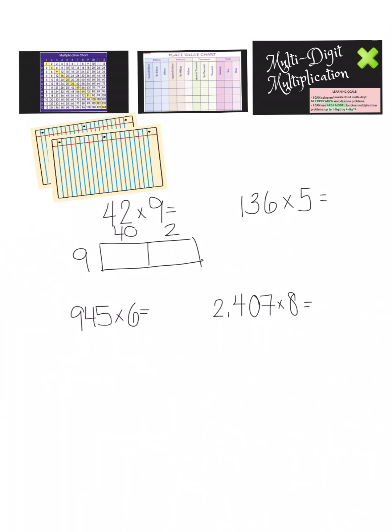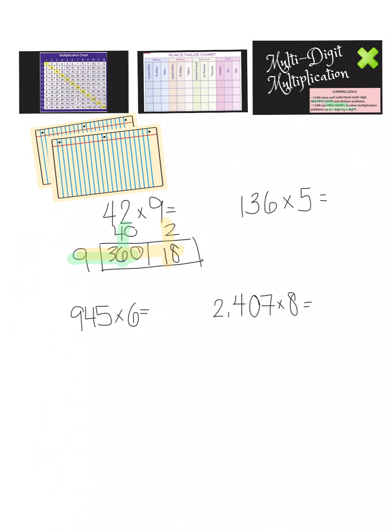Then we're ready to solve for the area within those boxes. Our first box has 40 times 9. 4 times 9 is 36, but it's not 36, it's 36 tens, or 360. For our next one, we see 9 times 2, which is 18.